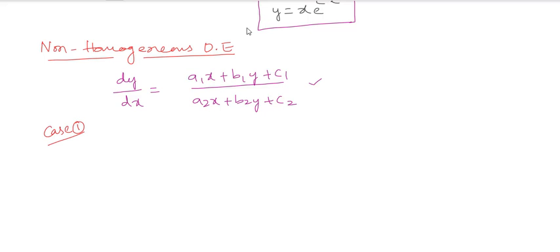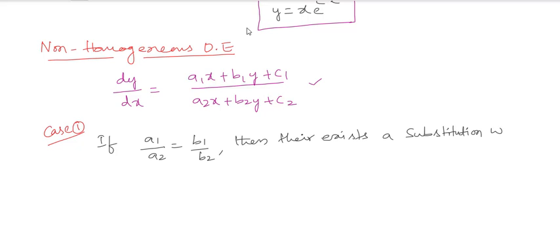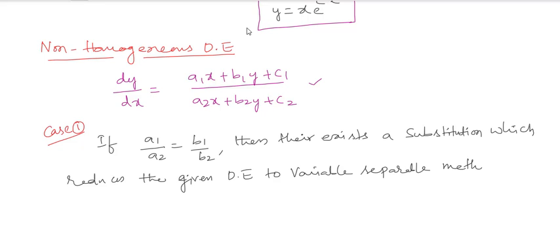Let me take the first case. In this case, if you see the coefficients a1, b1, c1, a2, b2, c2, if a1 by a2 is equivalent to b1 by b2, then there exists a substitution which reduces the given differential equation to the variable separable method. This is the first case.